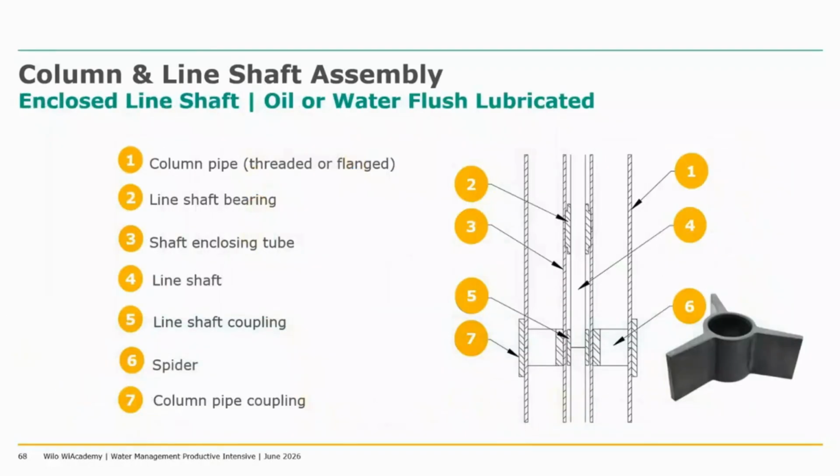The enclosed line shaft is very similar to the open line shaft to connect the columns. Instead, we have an extra component like the shaft enclosing tube, number 3 there. Because this is an enclosed line shaft, we have a tube assembly that the shaft will be housed within. Then we have some kind of support for this tube assembly through the spider 6, and everything else is a very similar method to the open line shaft.